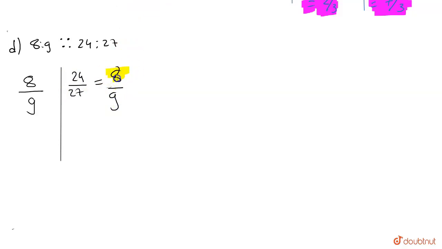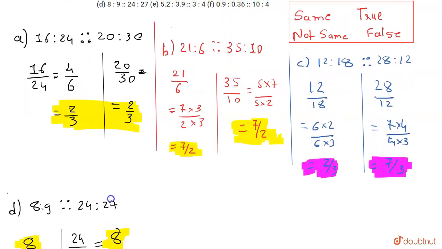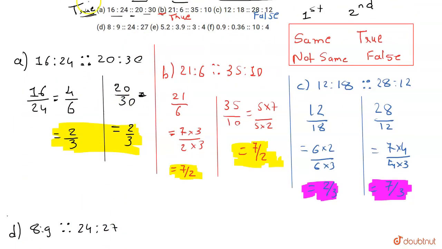So here the ratio is on the same page, right? So here option D is true for the statement, right?